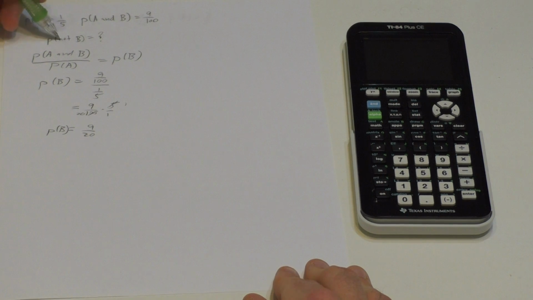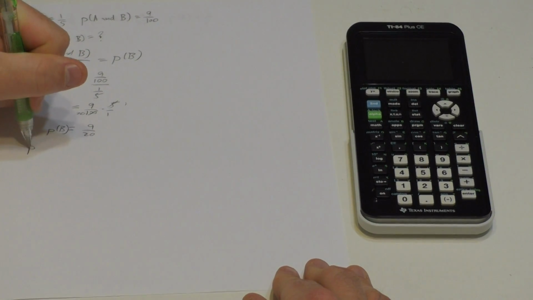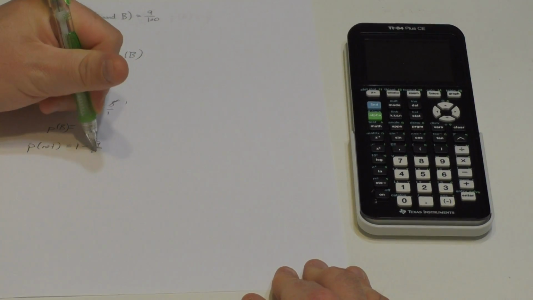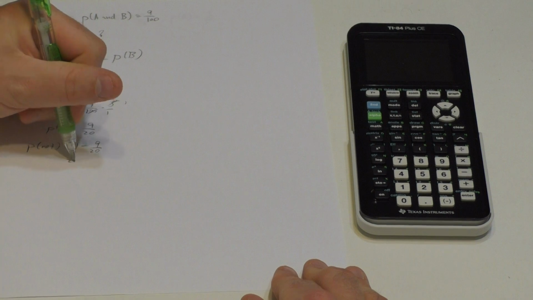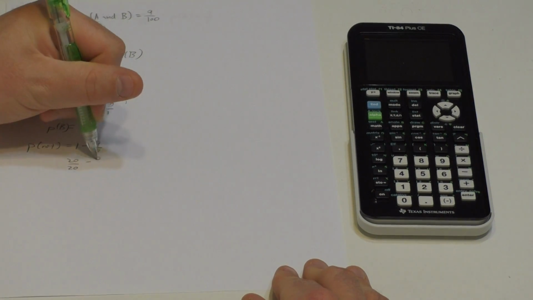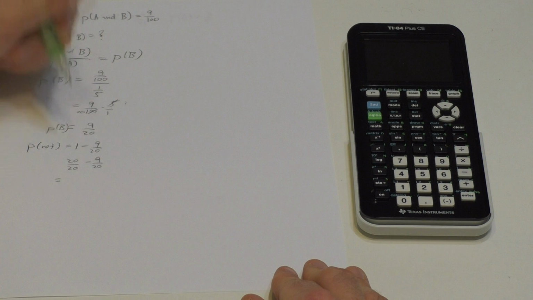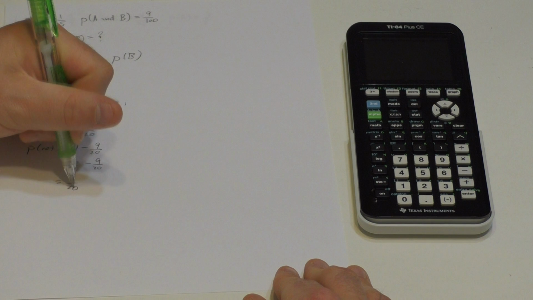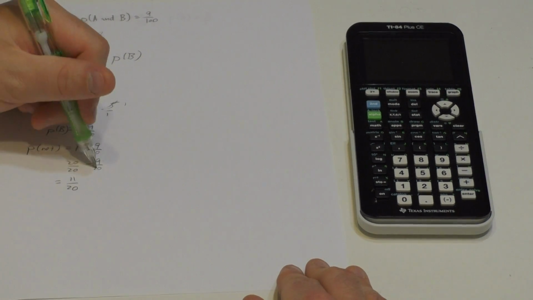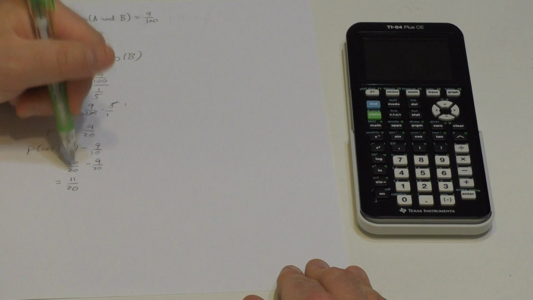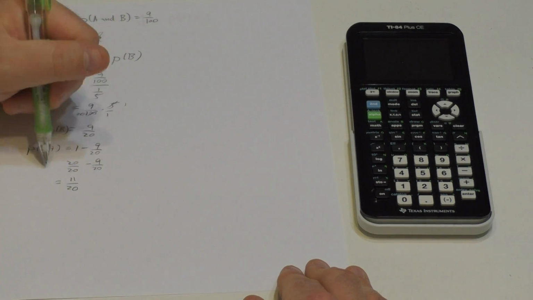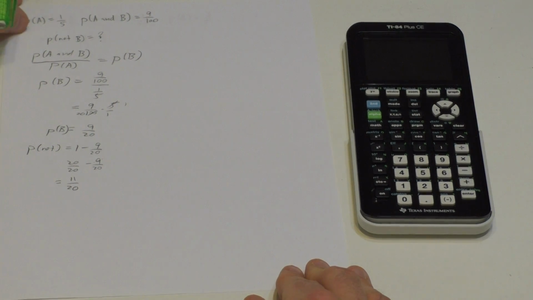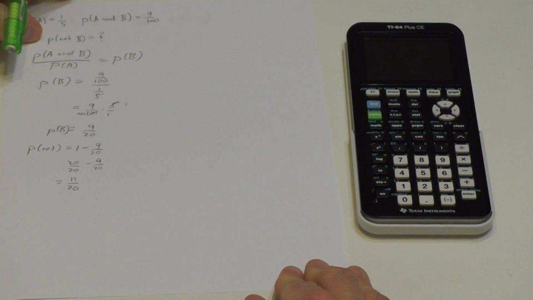But it's asked for not B, so what I need to do is take 1 minus 9/20ths. That's 20/20 minus 9/20ths, and that's going to equal 11/20ths. I've got to get a common denominator. That's where I get this 20/20. 20/20 is 1. Subtract 9 from 20, I get 11. Don't mess with the common denominator. That's why we wanted to get one in the first place.